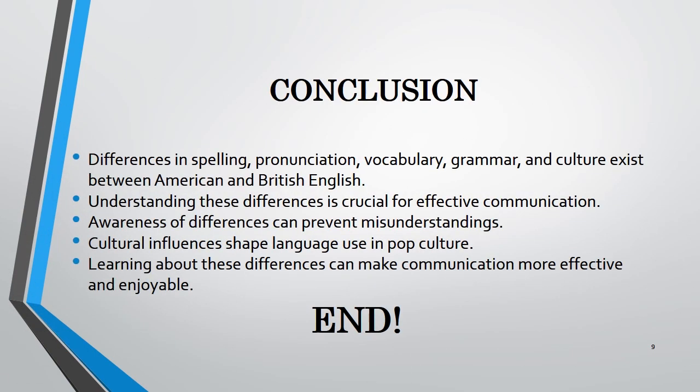In conclusion, it's essential to be aware of the differences between American and British English. Understanding these differences can help avoid misunderstandings and improve effective communication, particularly for travelers and language learners. To recap, I have discussed differences in pronunciation, vocabulary, grammar, spelling, and culture between American and British English. I have highlighted how these differences were shaped by historical, cultural, and social influences and why they matter for effective communication. I hope this presentation has helped you gain a better understanding of the differences between American and British English.